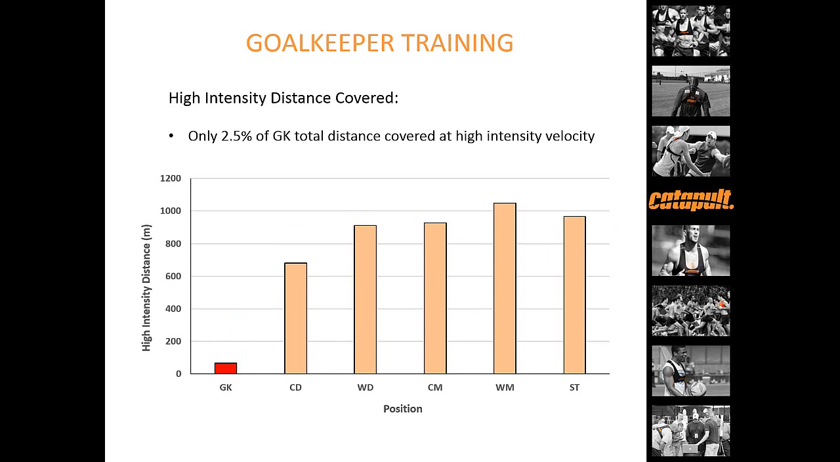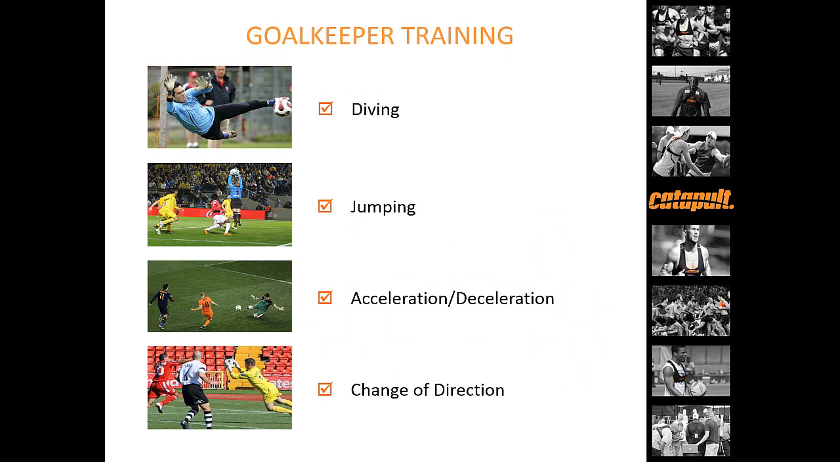And then when we look at the actual high intensity work, so our sprint and our cruise speed distances, you can see here that goalkeepers only do around 2.5% of what the outfield guys do. For example, wide midfielders might cover over 1,000 meters of high speed, whereas goalies might only cover 50 to 80 meters in a game. So what this shows is that goalkeepers require different parameters than what we currently look at with the outfield guys.